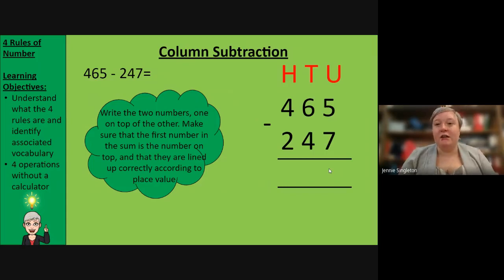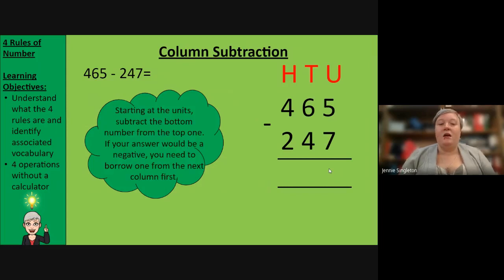However, for subtraction, you want to always make sure that the first number in the sum is your top number and the second one is your bottom number. Again, we're going to start with the units and subtract the bottom one from the top one. So on this one, we're going to end up doing 5 take away 7. That gives us -2. While -2 is an acceptable answer to a subtraction, that becomes really hard to put into our sum. So instead, we're going to borrow one from the tens column to make that 5 bigger.